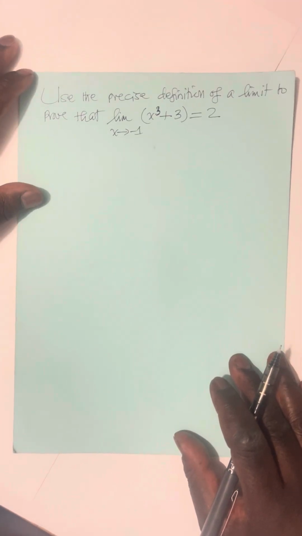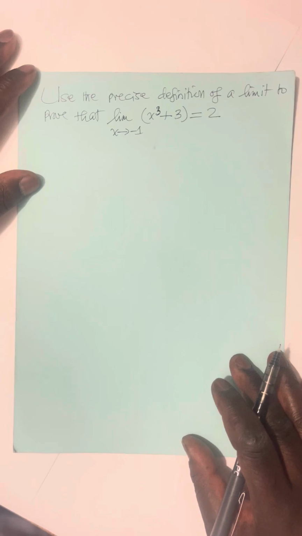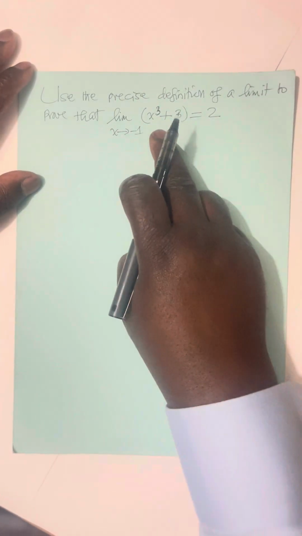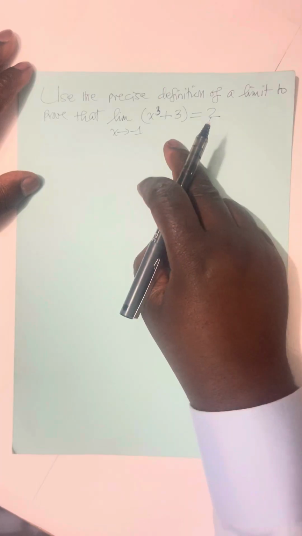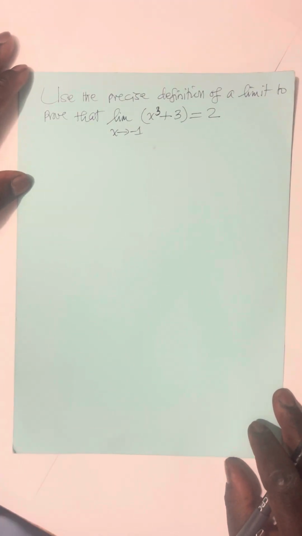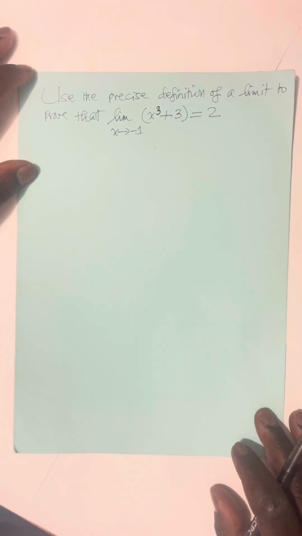So I have looked at linear functions in the previous videos. I've also looked at quadratic functions, and today I want to focus on the cubic function. I'm just going to give you one example. There are two more examples coming up on cubic functions, and then I'll move to rational and radical functions. Just to make sure that if you're watching videos on my channel, the concept of precise definition of a limit should be well understood and mastered.